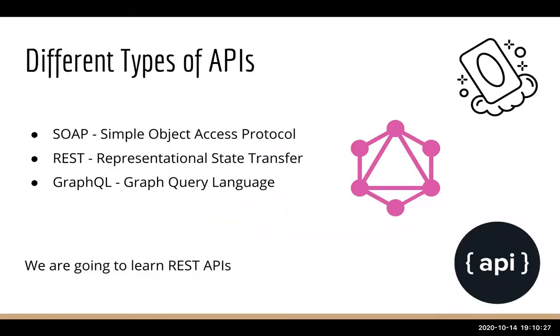But it's also important to note that there are different types of APIs. The first iteration was called SOAP, which is Simple Object Access Protocol. The one that we're learning today is called REST, which is Representational State Transfer. And the newest one, whose whole idea was actually conceived by Facebook, is GraphQL.